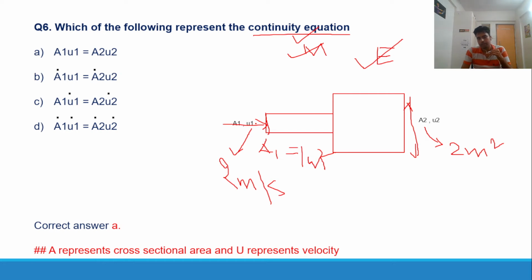So what will happen when this flow is going through this in time del t? Take del t equal to 1 second. So this will move this much. But due to increase in cross sectional area, what will happen? In this time del t, it will move only like this, only this portion.